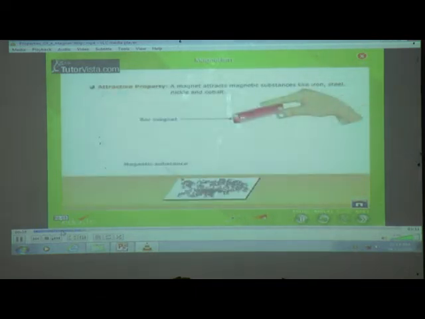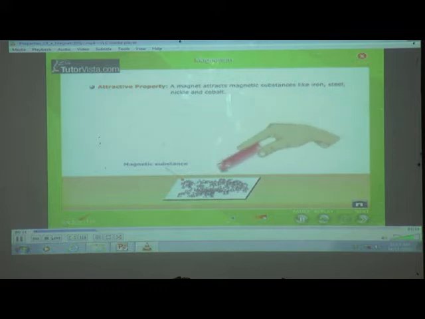Attractive property. A magnet attracts magnetic substances like iron, steel, nickel and cobalt. This property is used to separate iron from a mixture and also to remove iron filings from the ions. See, this is the first property of magnet. So what is the first property? So magnet can attract magnetic substances like iron, nickel, steel and cobalt. So this is the first property of magnet.